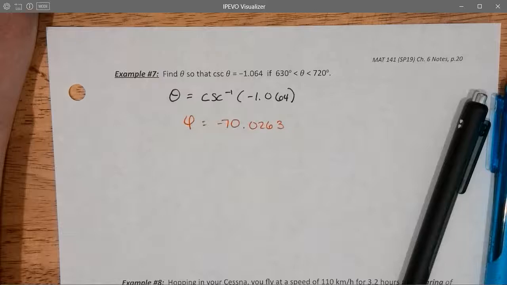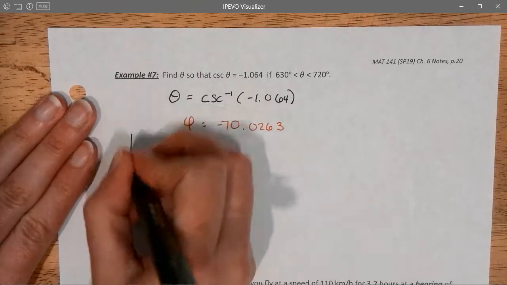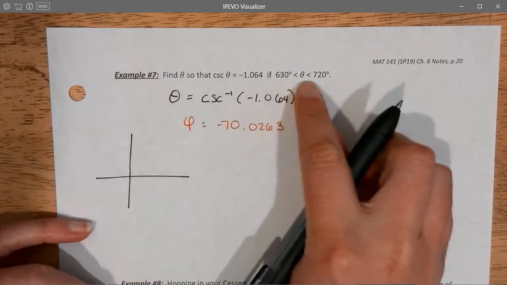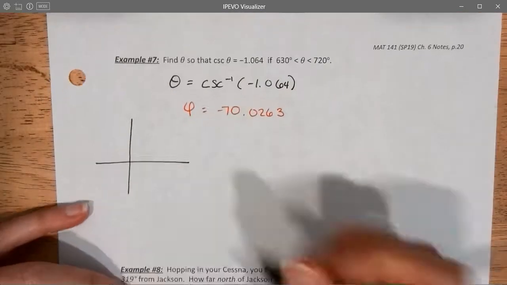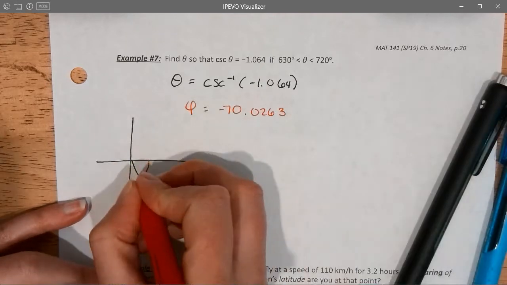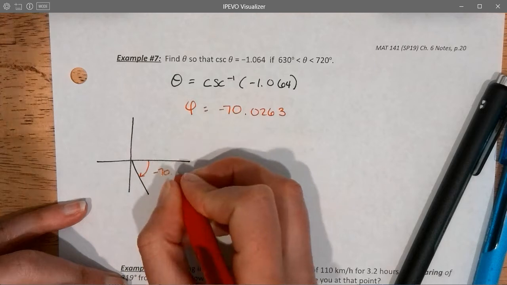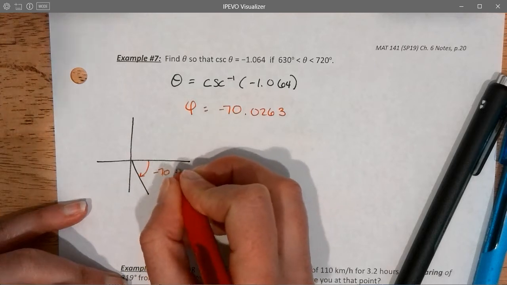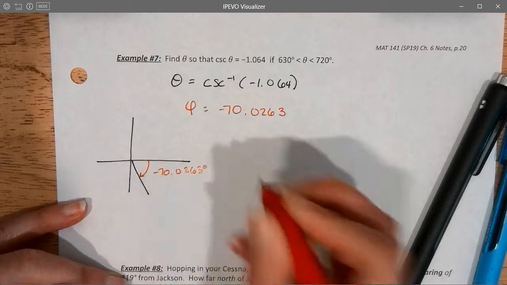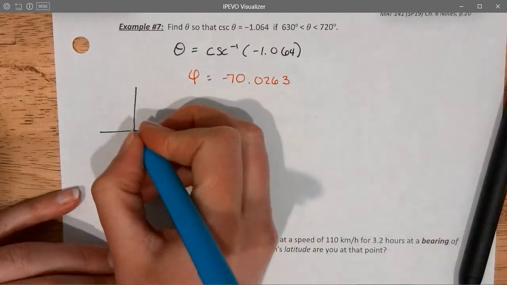Okay, so I'm going to flip back to my screen here, and I'm going to draw myself a little picture now of what this angle looks like. I didn't know what quadrant it was in. I could have figured out what that meant. But now that it's a negative 70, I know that my angle is in quadrant 4 because negative 70 is less than negative 90. It's in quadrant 4 about negative 70.0263 degrees.